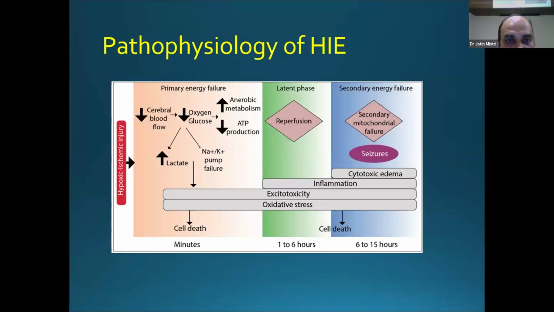This primary energy failure is followed, within an hour or so, by reperfusion, which is the re-establishment of circulation, and this latent phase is very important. Because after the latent phase, there is a secondary energy failure in which there is cytotoxic edema and then cellular apoptosis. So if we have any intervention in the latent phase, in the reperfusion injury, then there are chances that we can prevent the secondary energy failure, or prevent the cytotoxic edema and cellular death which follows the latent phase.